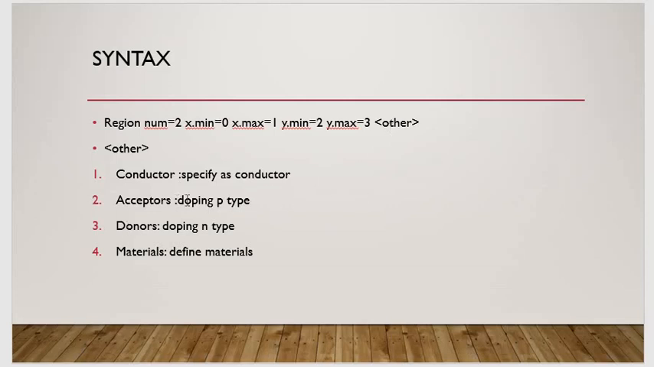So it will take doping of p-type as a uniform 1e19. Similarly for donors, you can define something like donors 1e20, assuming some value. So it is assuming uniform doping with n-type and 1e20 is the concentration. Like materials, as I explained, you can define materials.